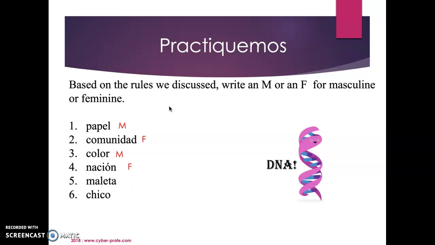Next we have maleta. Maleta ends in an A. And remember, as I just told you, DNA is feminine. So it is going to be feminine and we will put an F. Our next one we have is chico. Chico means boy. So do we think that's going to be masculine or feminine? You're right, it's going to be masculine. And it's ending in an O to tell us.